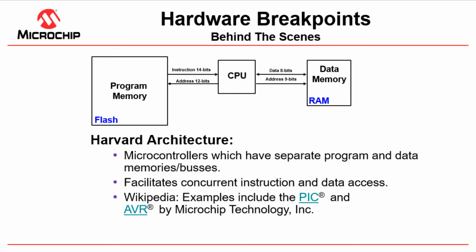Let's have a look at a Harvard architecture. So these are microcontrollers which have separate program and data memories or buses, and this facilitates concurrent instruction and data access. Now, interestingly enough, the first examples mentioned by Wikipedia are the PIC and AVR microcontrollers from Microchip Technology. Both of these processors have separate program memory and data memory buses.